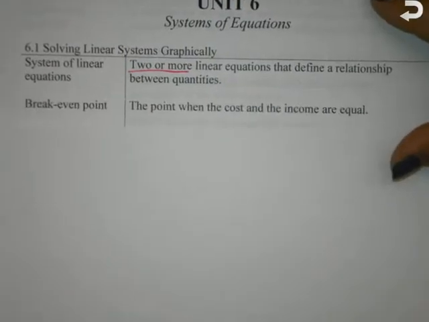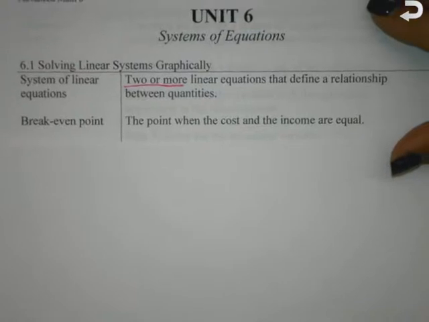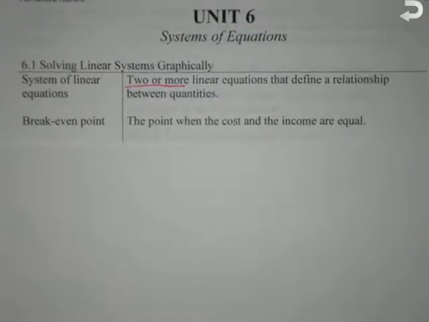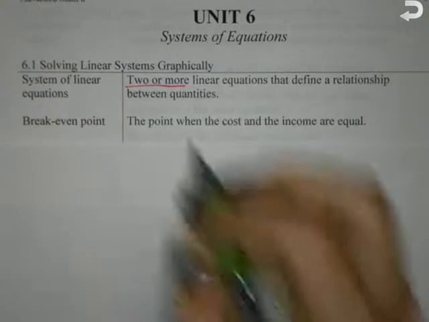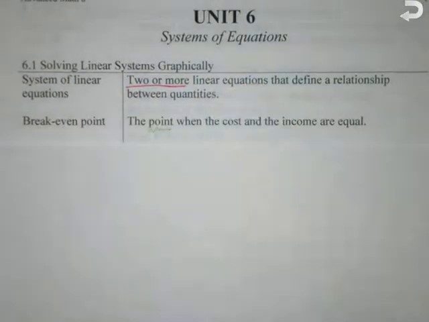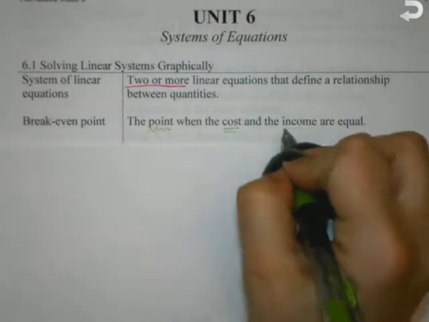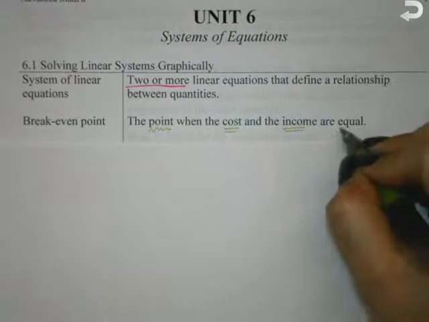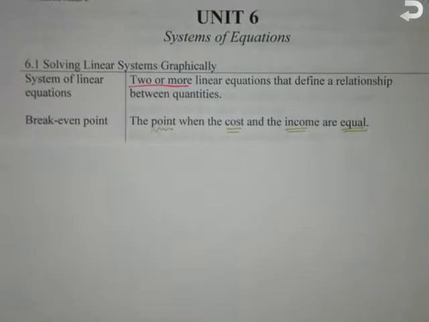Okay, one more definition, guys. We're also going to define today the break-even point. The break-even point is the point on the graph where the cost and the income are equal, okay? So when we graph our system, the break-even point is the point when the cost and the income are equal.